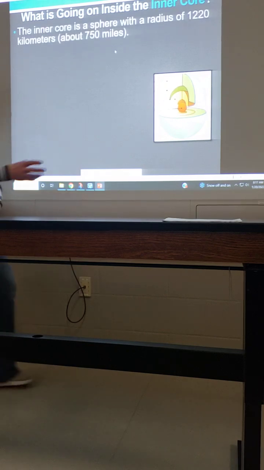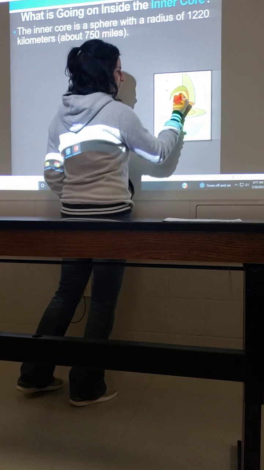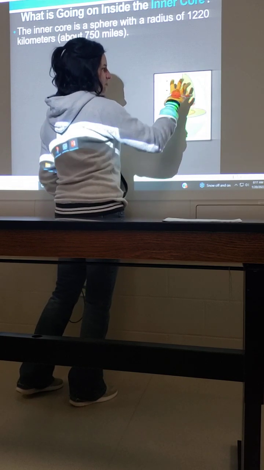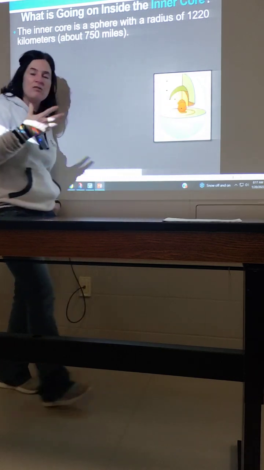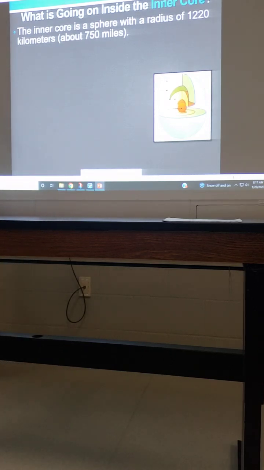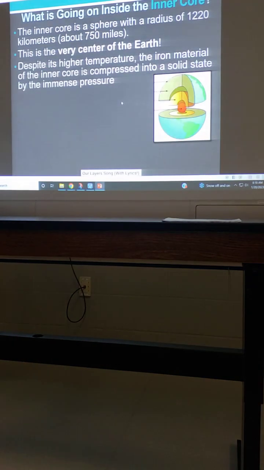So, the inner core is the only one that's an actual true sphere or circle, right? Everything else just kind of coats that inner core. Okay. It has a radius of about 750 miles, which would be like going from here to Tulsa, Oklahoma. It is the very absolute center of the earth, but it is the absolute warmest, hottest part of our entire planet, but it's a solid.